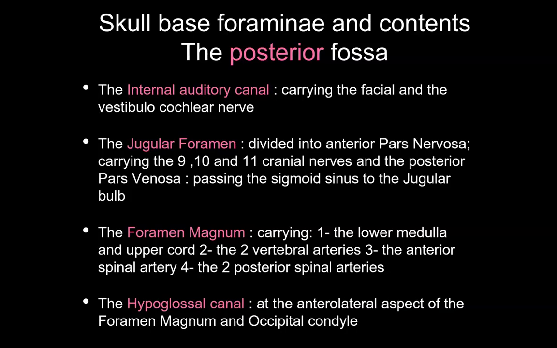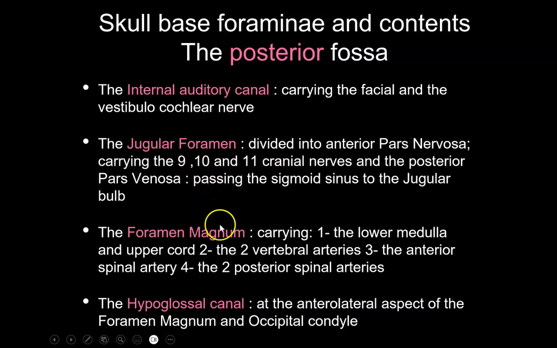Contents of the posterior fossa, we have the very famous internal auditory canal carrying the facial and vestibulocochlear nerves. We have the very famous jugular foramen divided into an anterior part containing the lower cranial nerves 9, 10, and 11, and so it's called the pars nervosa, and the posterior part containing the end of the sigmoid, the upper part of the jugular, having the jugular bulb called the pars venosa. Nervosa because carrying nerves, venosa carrying veins.